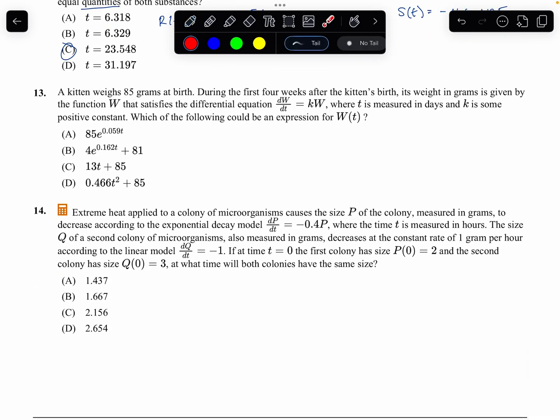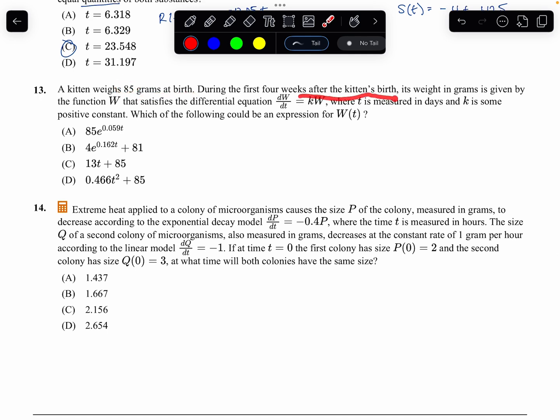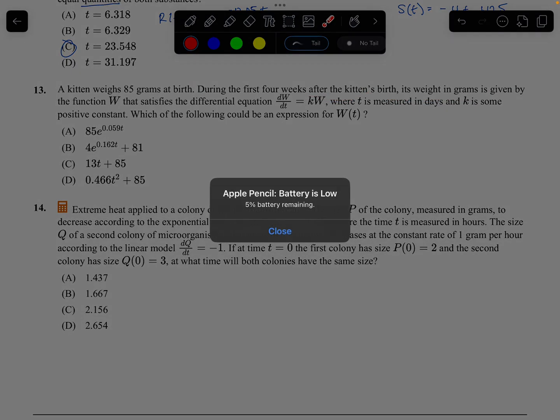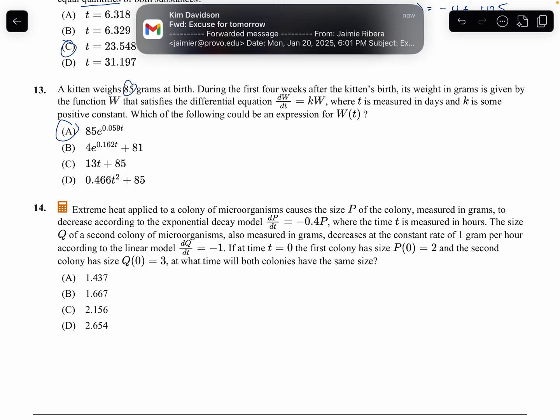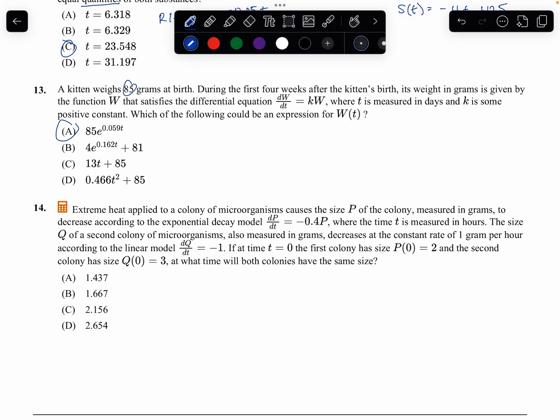Okay, 13. A kitten weighs 85 grams at birth. During the first 4 weeks after a kitten's birth, its weight in grams is given by a function W that satisfies this initial condition. So that means it's an exponential as its solution, where t is measured in days and k is some positive constant. Which of the following could be an expression for W of t? That's got to be A right there. So it initially weighs 85 right there. And that's the only exponential equation that would match that.